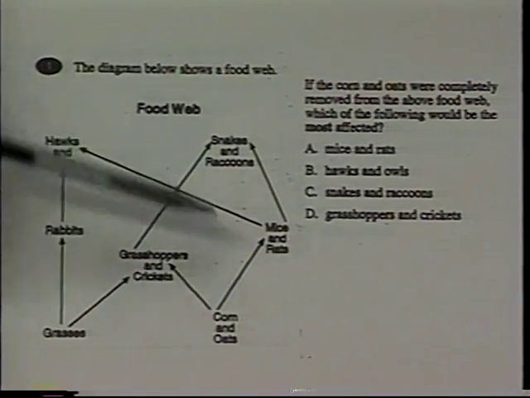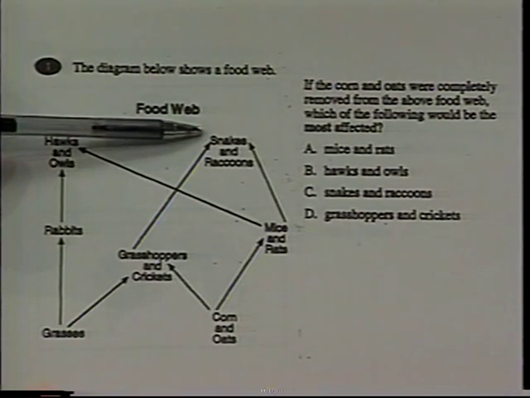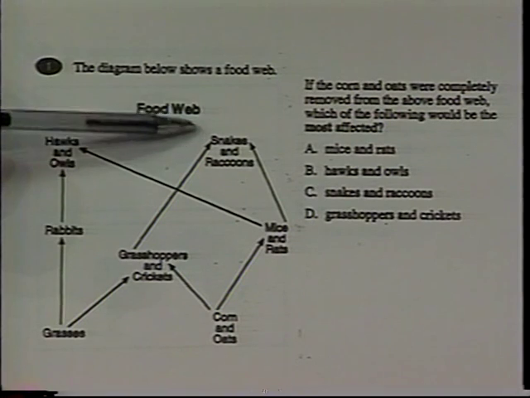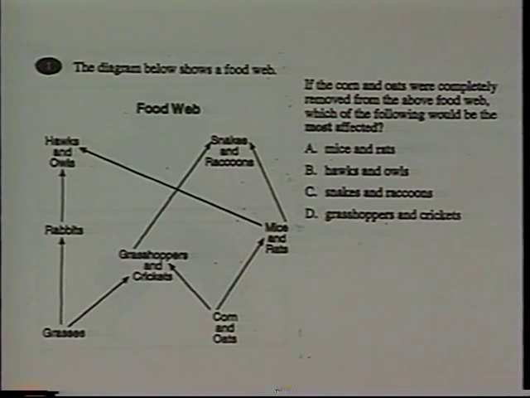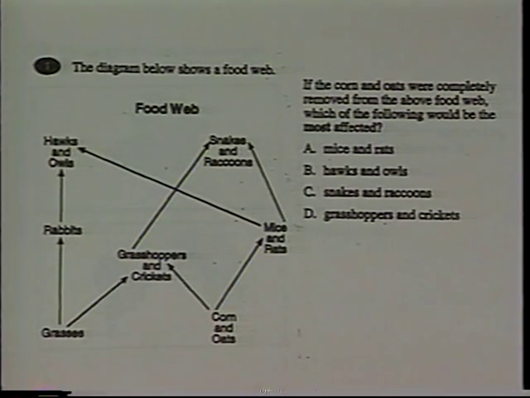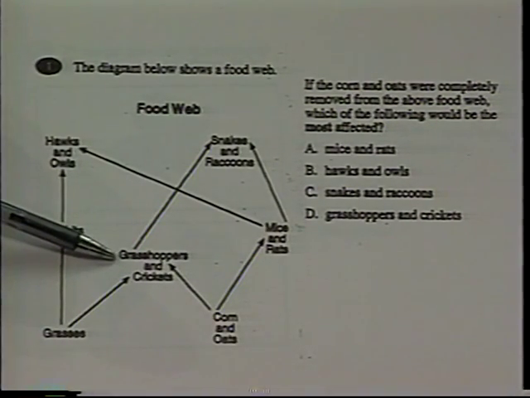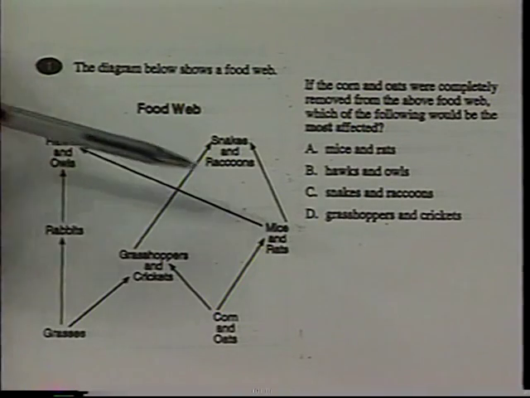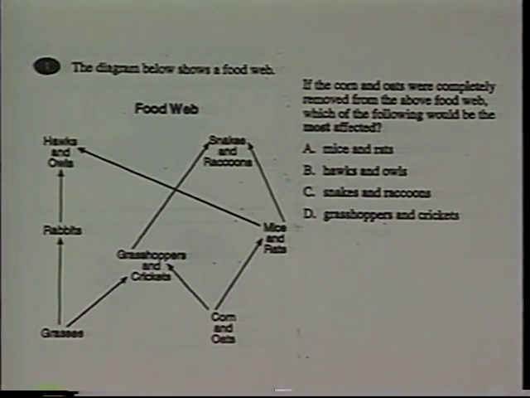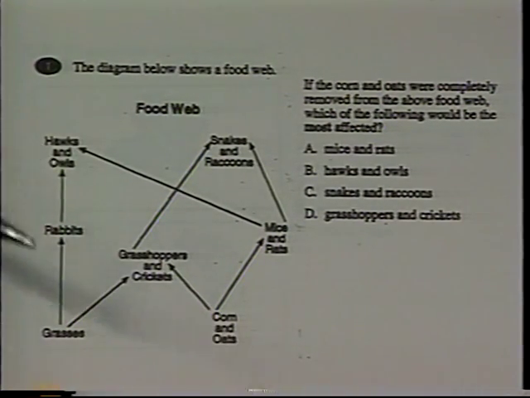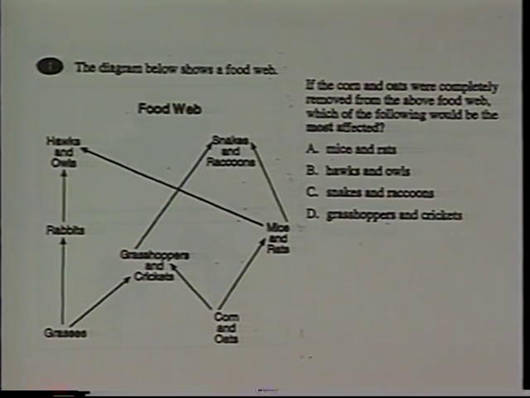Would that affect snakes and raccoons? Yeah, it cut their food supply by half, because they still have another food supply, which is grasshoppers and crickets, but they won't have the mice and rats. And the hawks and owls would be affected too, because they won't have anything else. They'd only eat the rabbits.